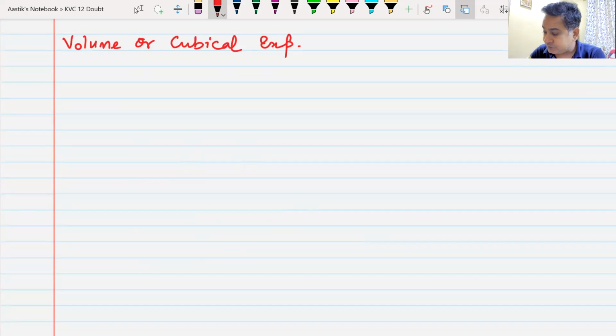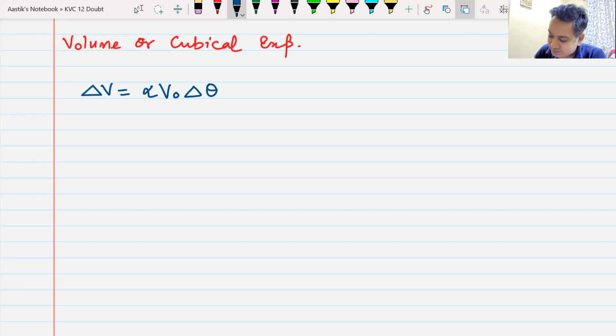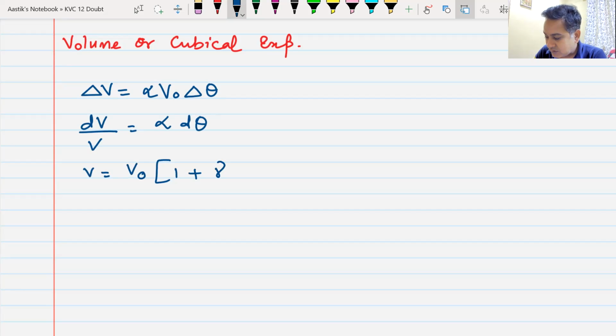So again, the small volume delta V that expands will be alpha into V naught into delta theta. We understand this? So I can write dV by V is equal to alpha into d theta. Same things, no change. V is equal to V naught into 1 plus gamma into delta theta. This gamma is known as the coefficient of volume or coefficient of cubical expansion. Do we understand this?